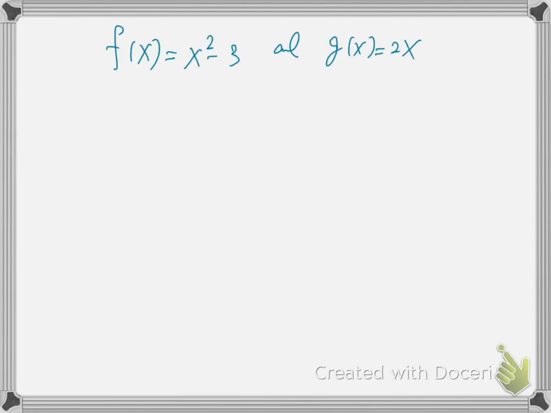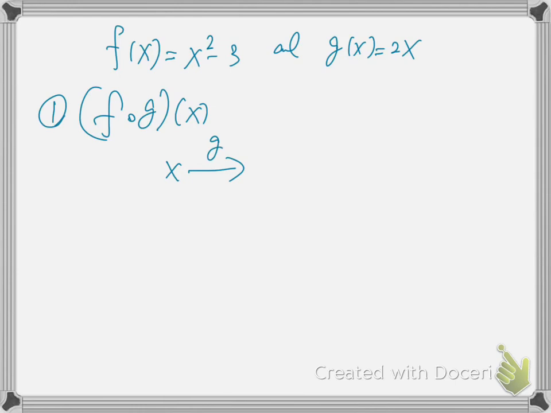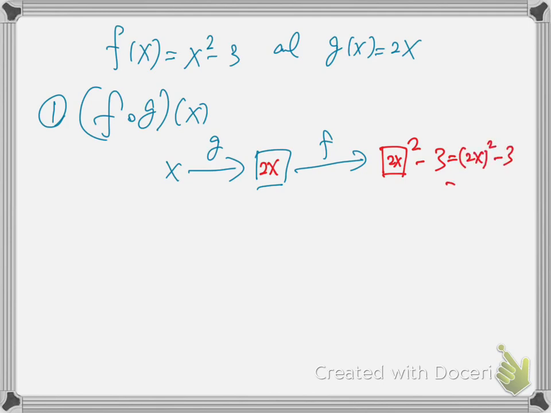Okay, so f of x is x squared minus 3, g of x is 2x. So first let's look at f compose g of x, right? So this is x first, and then you apply g, and then you got a box, and then you apply f. So what is g? G is 2x, so we got 2x in the box. So what is f of 2x? So this is box squared minus 3, and you have 2x in here. Right, so if you like, you can simplify this a little bit. This is 2x squared minus 3, which is 4x squared minus 3.